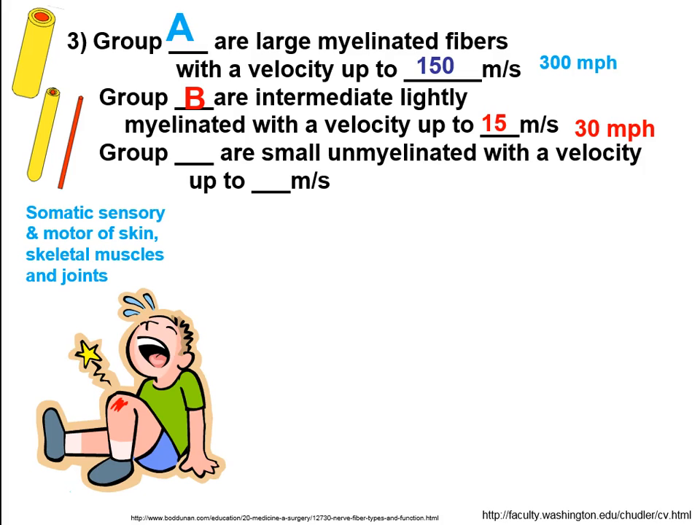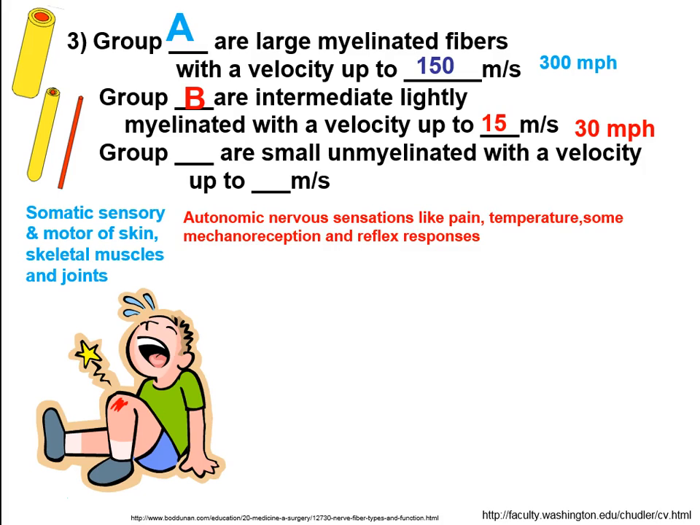That's a lot slower, but still, think if you're only 1.5 meters high, that means that you know how fast that is from one side to the other. And those are like autonomic nervous sensations like pain and temperature, some of your mechanoreceptors and flex responses.